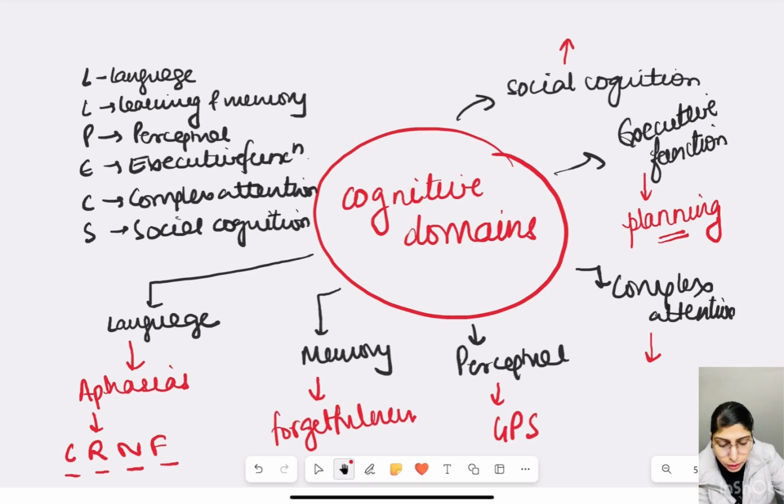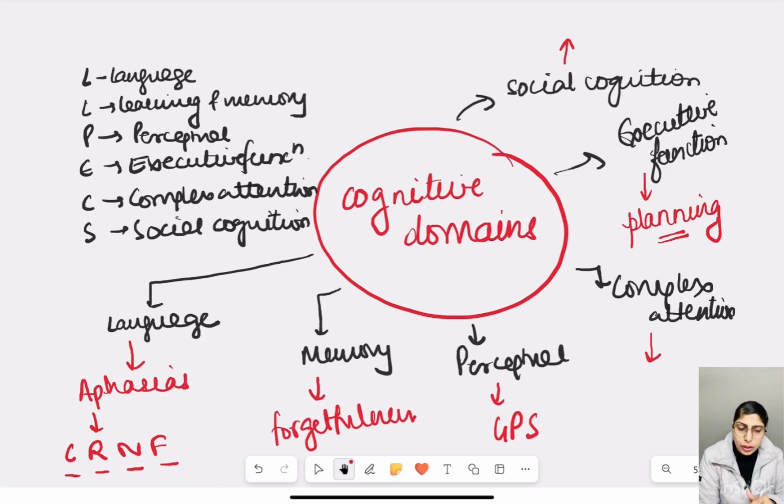By social cognition, we mean we have an idea how we need to behave socially. I know that I'm not supposed to scream at people, I'm not supposed to laugh at somebody when they are telling me sad news. So when that is lost, that is because the social cognition part of the cognitive domain is gone, and this is mostly related to the frontal lobe.